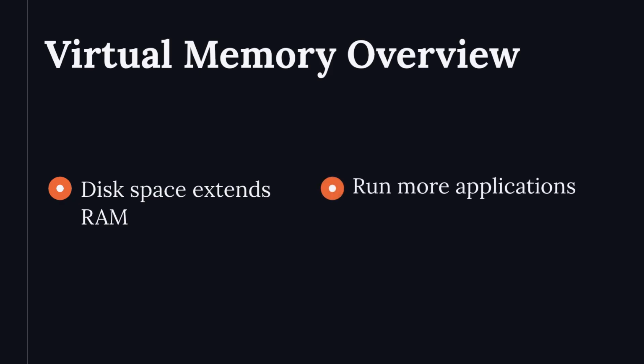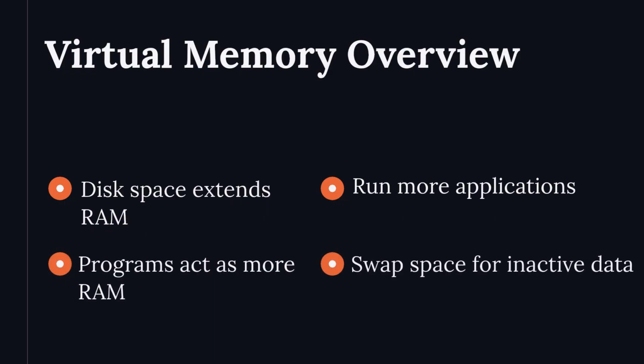Virtual memory uses disk space as an extension of RAM. It allows more applications to run simultaneously. Programs operate as if there's more physical memory. Swap space is used for inactive data. It's essential for multitasking and system stability.